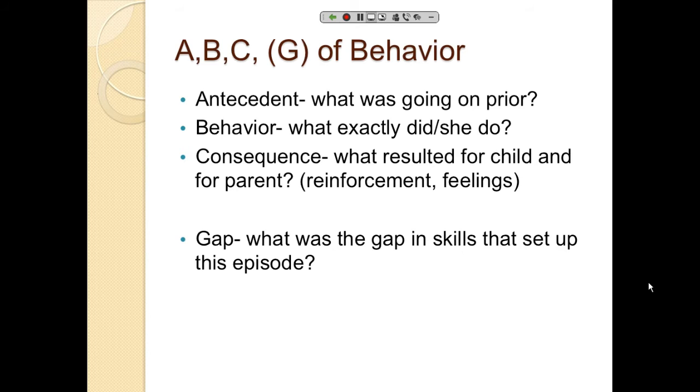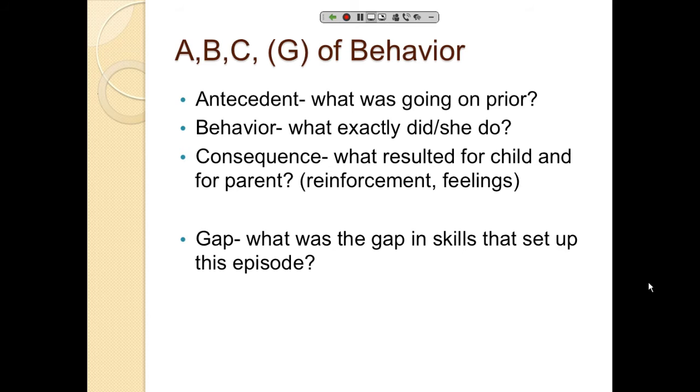But the other piece that's usually not taught so much in Psych 101 is what might be the G or the gap. What is the gap in skills or the things that set up this episode? So thinking about this child, certainly his autism results in all kinds of gaps in skills, including a failure to be able to communicate with words effectively what the source of his distress might be. He had other gaps in skills as well.